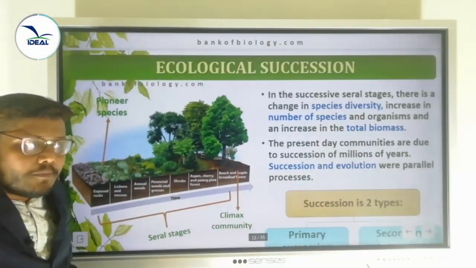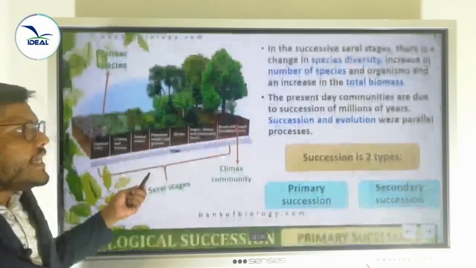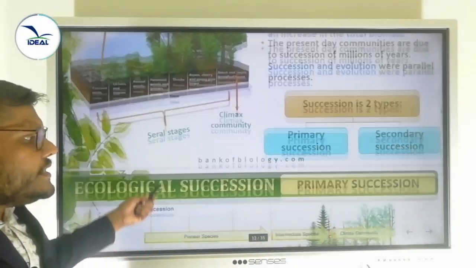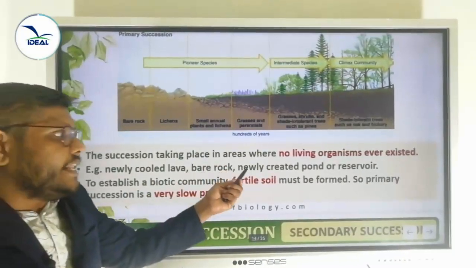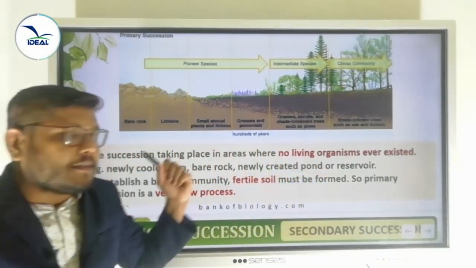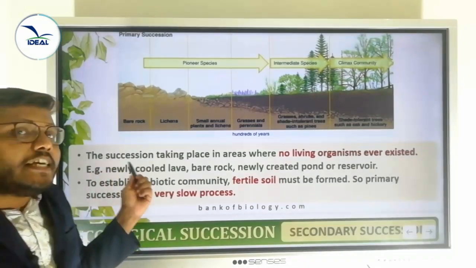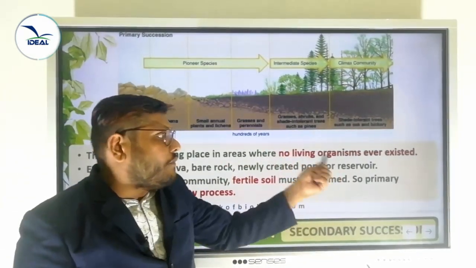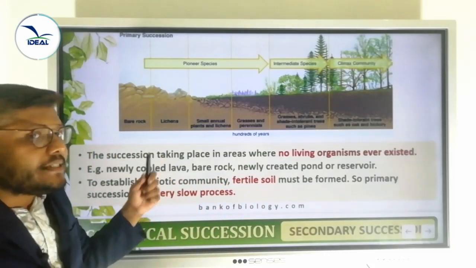One is called primary succession and another one is called secondary succession. What is primary succession? The succession that takes place in an area where no living organisms ever existed. That is called primary succession.